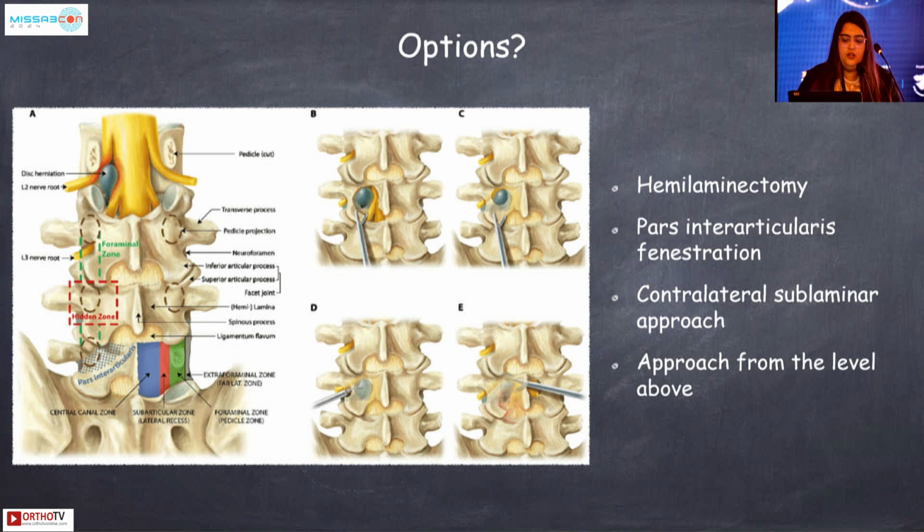A conventional hemilaminectomy may be too destabilizing. A lot of us would approach these from the level above, but that too may result in removal of a large amount of the inferior facet. The more limited approaches, that is the pars fenestration and contralateral approaches, are difficult to perform at higher lumbar levels and they do not allow us access to the disc space.